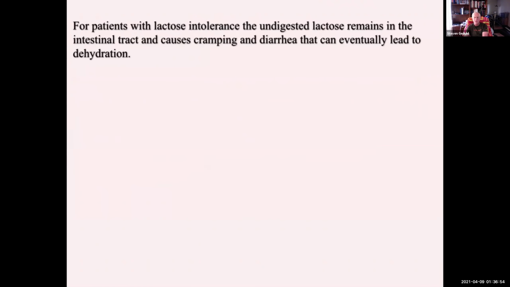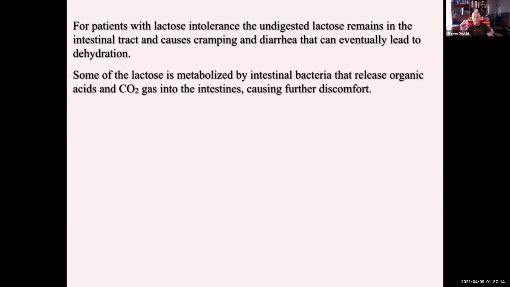For patients with lactose intolerance, undigested lactose remains in the intestinal tract. It can't be broken down. It causes cramps, diarrhea, and eventually leads to dehydration. Lactose intolerant people, if they eat ice cream, milk products, cheese, they don't do really well. Some of the lactose is metabolized by intestinal bacteria. So some of your bacteria start to break it down because you can't. They release organic acids and carbon dioxide. What's carbon dioxide? Carbon dioxide is a gas. Gas builds up in your intestine. Not a comfortable feeling. You build up extreme amounts of gas inside your intestines.